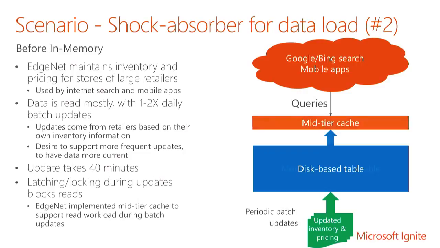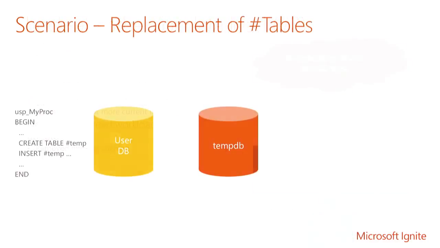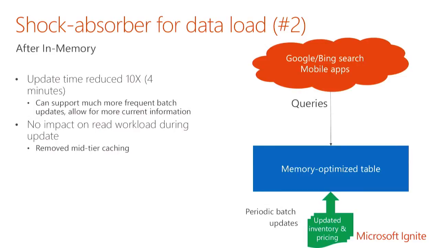So what they did was they just moved to memory optimized table, and they removed the mid-tier caching because now there is no blocking. I can just do reader writer, no issues. And because it is updated much faster, right? It takes like 4 minutes. So they are doing a lot more frequent updates. So they are actually pretty happy with the system because now they're not stuck updating twice a day. So that's that.